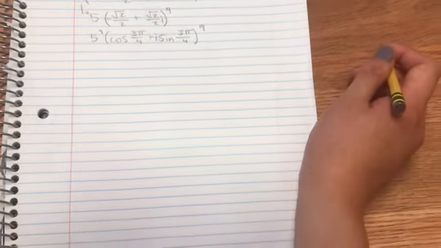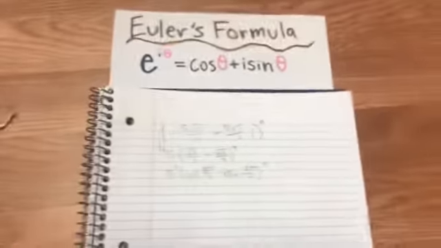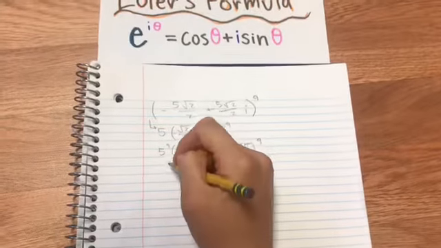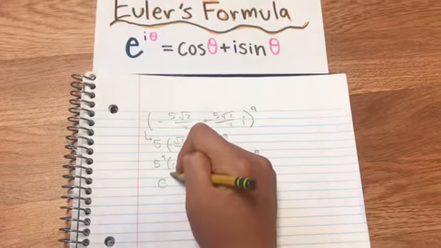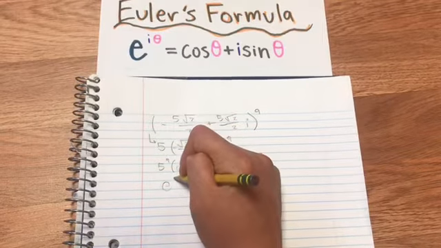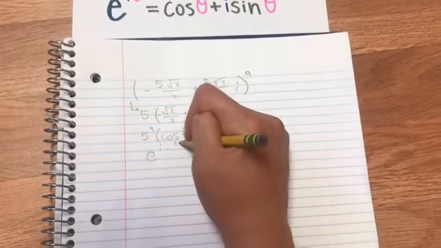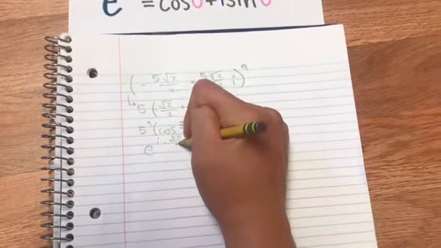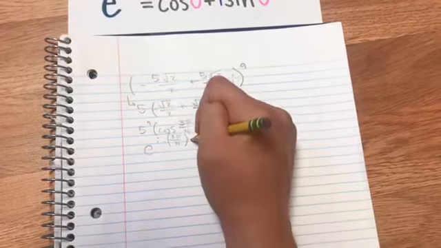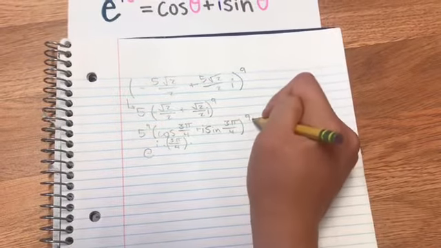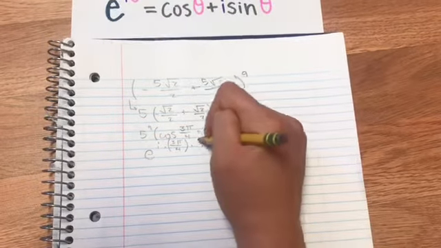Now it's time to plug these values into Euler's formula. I have Euler's formula right here, and what I'm going to do is take Euler's number and raise it to, first we have i, and then we're going to multiply that by 3 pi over 4, and then we're going to multiply that by the value that this whole expression is being raised to, which is 9.